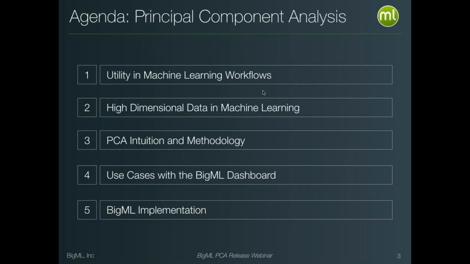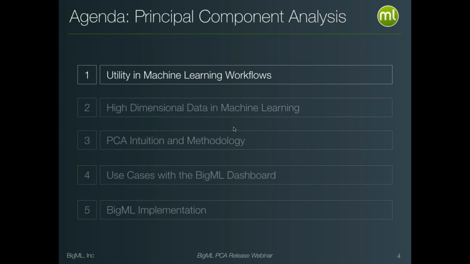I'd first like to go over a brief agenda about what I'll be discussing in the next half an hour or so. The first thing we're going to be doing is talking about the utility of PCA, or principal component analysis, overall in machine learning workflows, when and why you should use them. We'll be talking about some of the challenges posed by high-dimensional data in machine learning applications and why PCA is useful to combat them. We'll be talking about the intuition and methodology behind PCA a little bit, and then we'll show a use case using a BigML dashboard. And then finally, we'll talk about some of the unique specific implementation aspects of BigML's PCA.